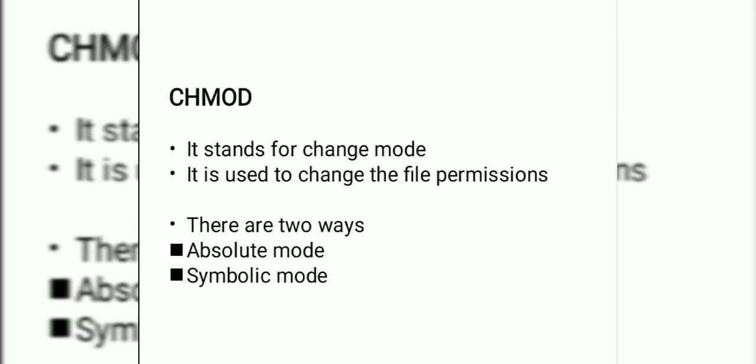The change mode command, chmod, is used to change the file permissions. The permissions are read, write and execute permissions for the owner, group and others. The chmod command is used with respect to the absolute and the relative or symbolic way of setting file permissions.